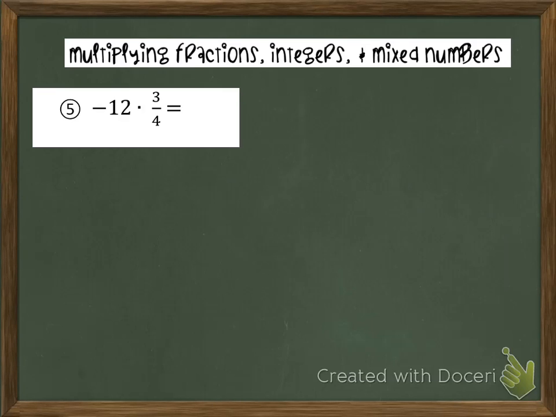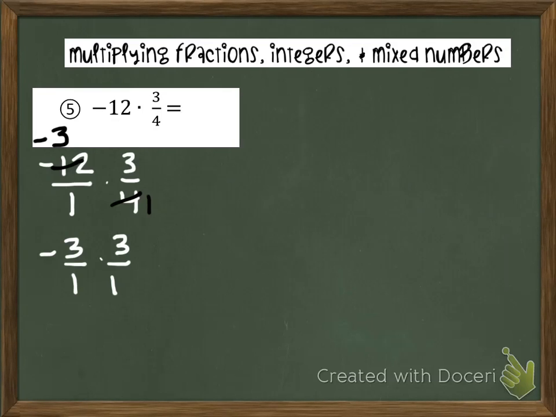Looking at number 5, now we're getting into some fractions that have mixed numbers, integers, and so on. So this first problem, I'm going to rewrite -12 as -12 wholes times 3/4. So we can do some simplifying. Both the 4 and the -12 are divisible by 4. So if I rewrite this problem, -3 wholes times 3 wholes would be -9.